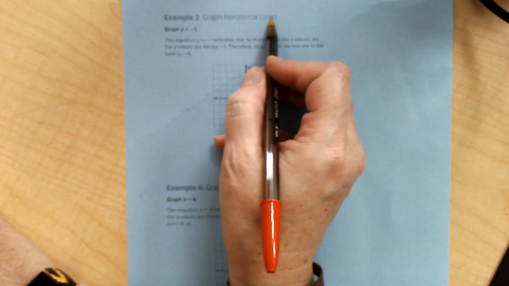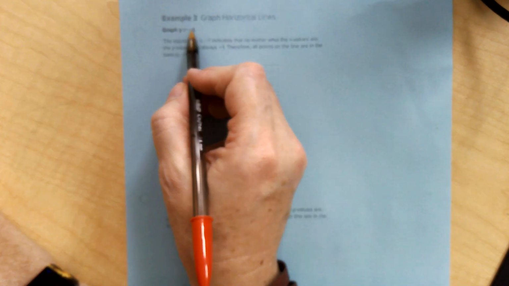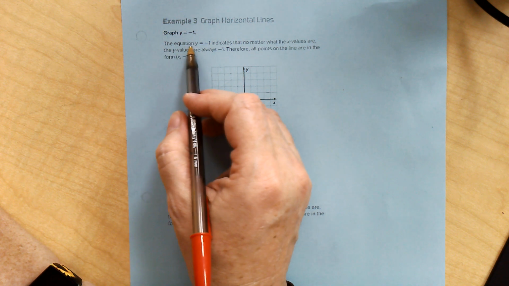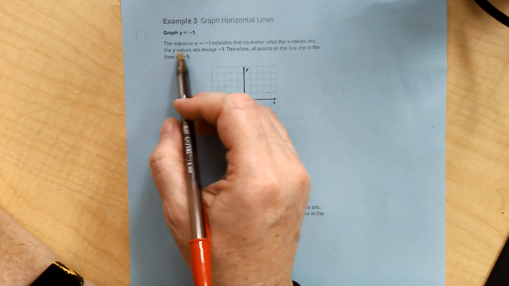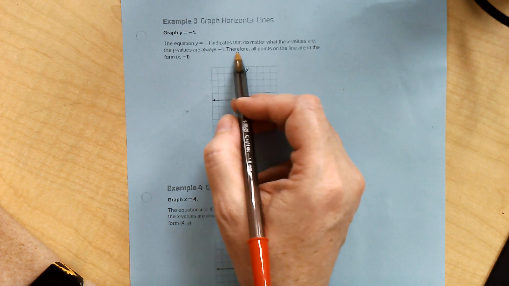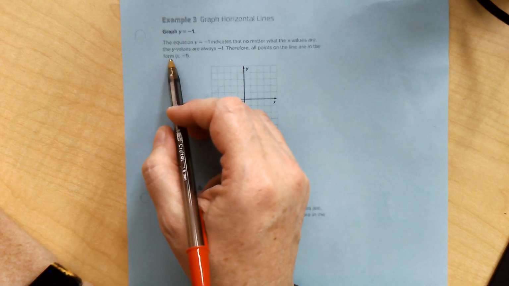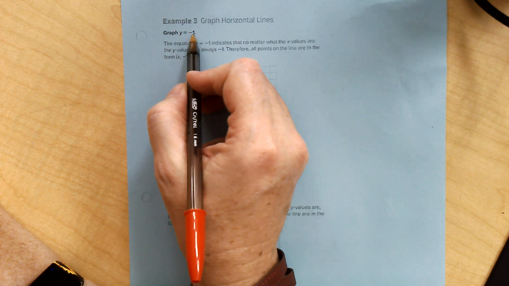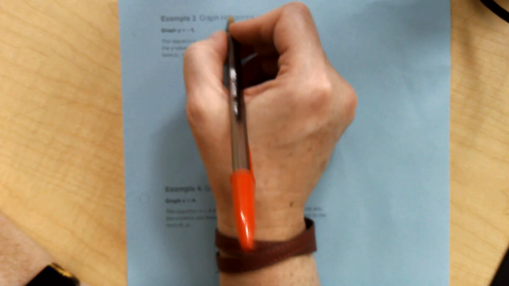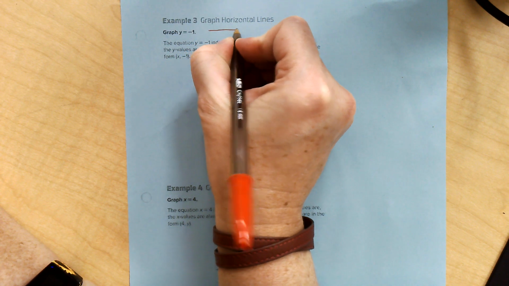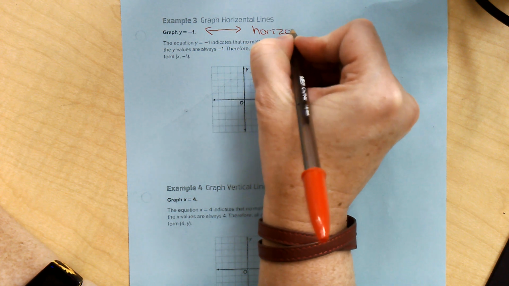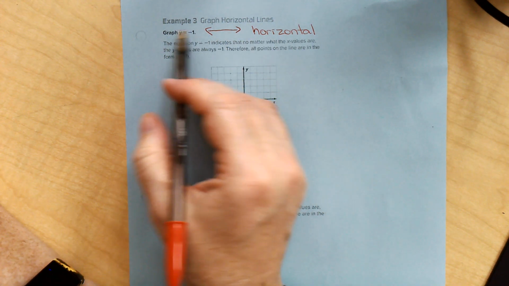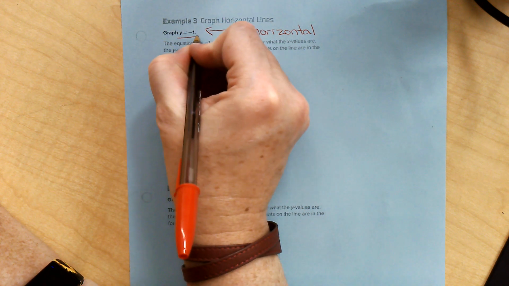First, we're going to graph horizontal lines. We're going to graph y equals -1. It says the equation y equals -1 indicates that no matter what the x values are, the y values are always going to be -1. And therefore, all points on the line are in the format of x, comma, -1. So graphing y equals -1: horizontal lines go straight across. And you know it's a horizontal line when you get y equals a number.